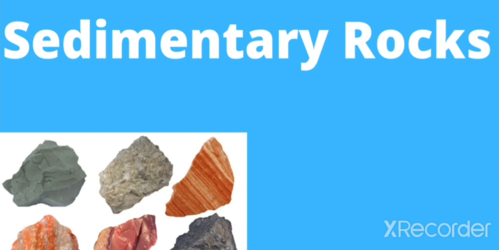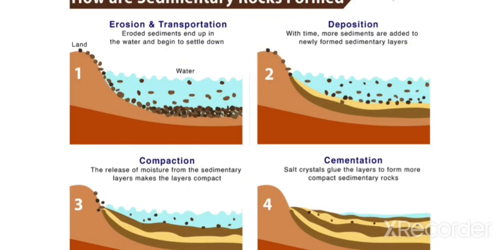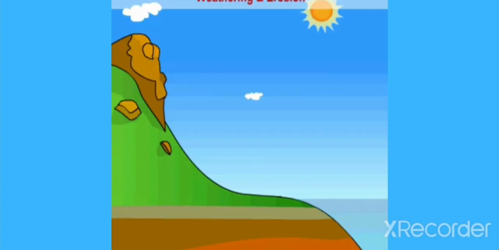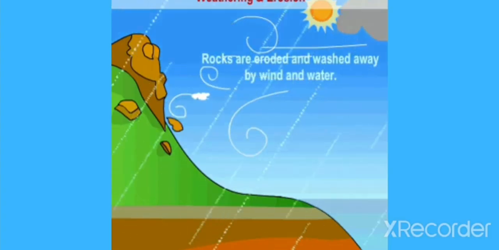The next we shall look at in this lesson is the sedimentary rock. We shall also find out about how they are formed and their characteristics. Sedimentary rock are formed through the processes of weathering and erosion, deposition, compaction, and cementation. So let's find out more about these processes.